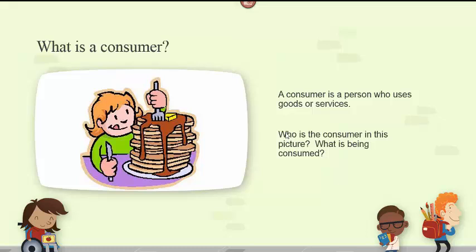Did you say that the girl is the consumer? I hope so. And what is she consuming? What is she using? She's consuming that delicious stack of pancakes. So, the consumer in the picture is the girl. What is being consumed are the pancakes. We could also say that the other goods that she's using are the fork and the knife. Just because she's using it, she is a consumer, and those are the goods.